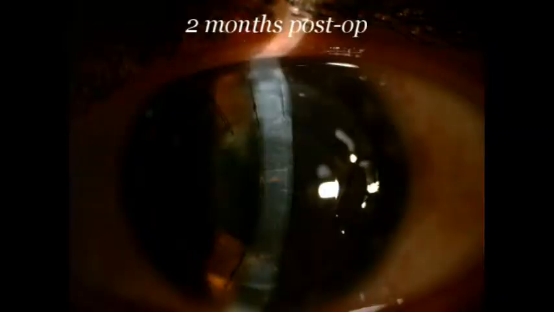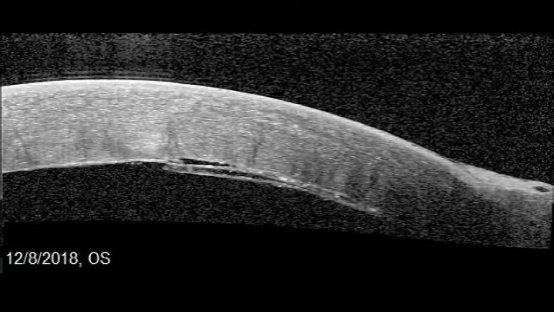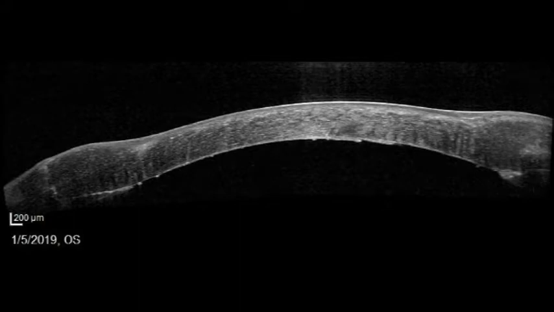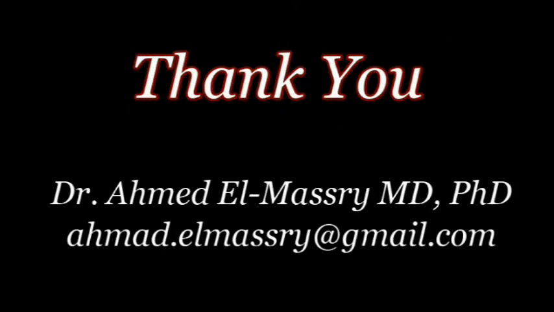This is the case after 2 months, showing clear cornea in the center, having the anterior segment OCT showing some separation of the Descemet membrane immediately after surgery. 5 days later, the Descemet was more intact, and after 1 month, there is a total adhesion of the Descemet in its place, meaning that even in Descemet with large perforations, you can continue to do your DALK. Thank you very much.